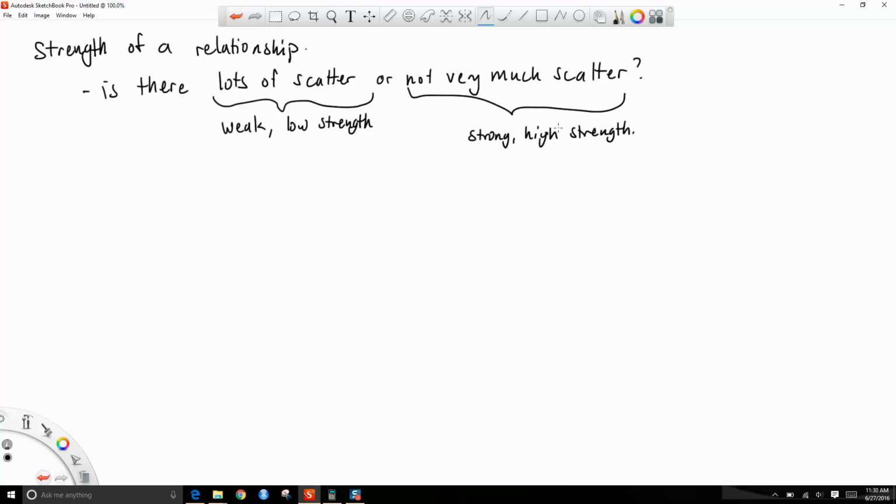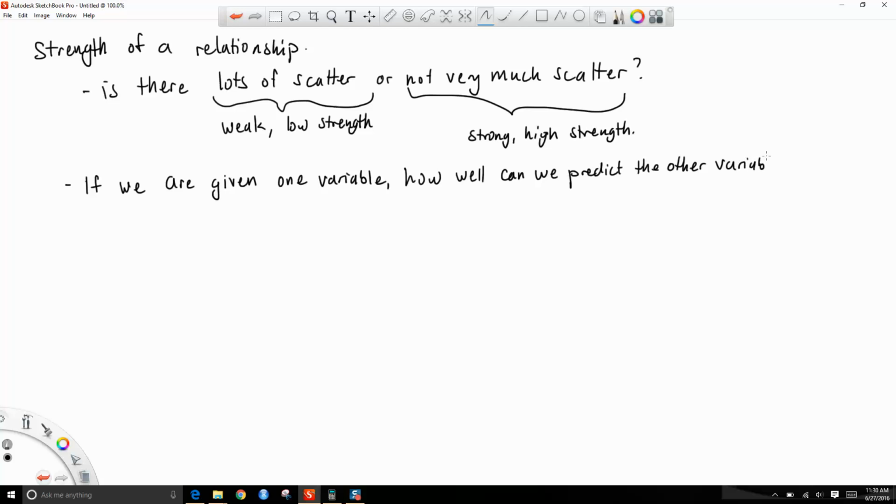Or another way we can look at it is, if we are given one variable, can we predict the other variable? Or, I should say, how well can we predict the other variable? I apologize. How well. And so if we're going to have bad predictions, this will be low strength. Okay, and good predictions, high strength.